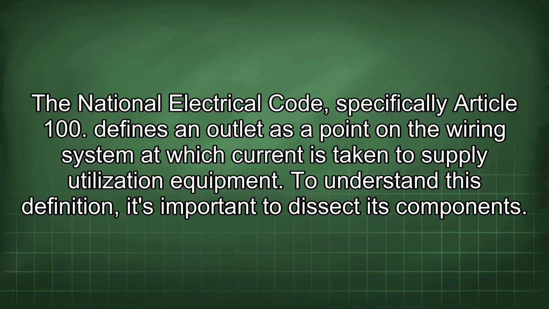The National Electrical Code, specifically Article 100, defines an outlet as a point on the wiring system at which current is taken to supply utilization equipment. To understand this definition, it's important to dissect its components.